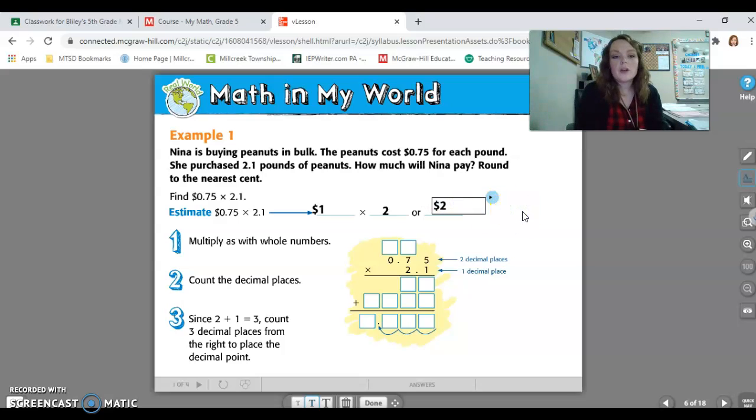So our first step we're going to do is multiply with whole numbers. So if you can see in your textbook or on our screen, before we've only been doing multiplying by tenths. Now we're adding in hundredths. So this kind of changes the game a little bit.